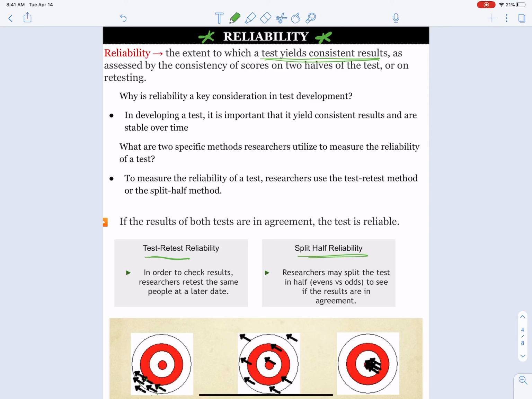Also, another way of checking your reliability is split half reliability. Maybe I would give period 1 the even questions and period 3 or 4 the odd questions. This is a good way to check that there is reliability within the test, because I know that certain groups of questions aren't going to yield different results than the other set of questions.